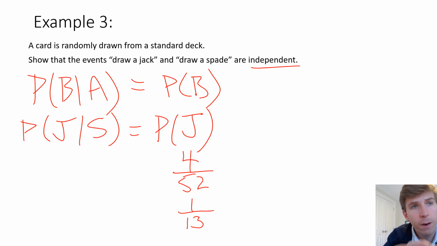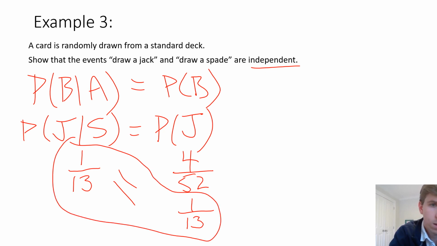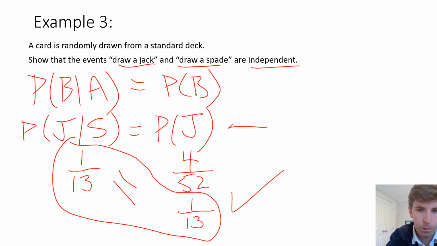On the other side, the probability of Jack given Spade. That means it's a guarantee that it's a spade card, and we're trying to figure out the probability that we get a jack. So it's going to change our total outcomes. Now we know it's a spade, so there's 13 spades. Given it's a spade, what's the probability of the jack? Well, there's only one jack of spades, so 1/13. Since these two probabilities are equal to each other, that shows that the events draw a jack and draw a spade are independent of each other. That's what you need to show every time they ask you to show independence.